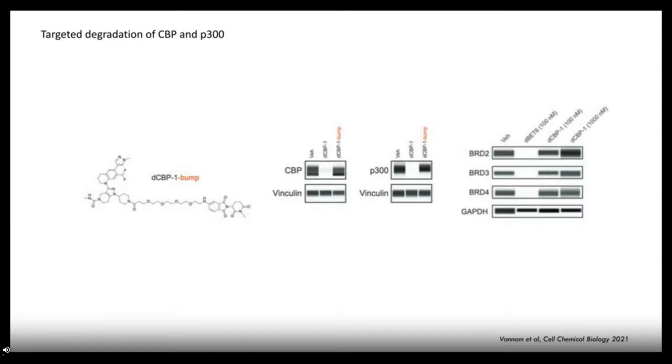And you can see that DCBP1 bump has no degradation activity at all. We also have very selective effect of CBP and P300 over BRD2, BRD3, and BRD4, other bromodomain-containing proteins. So we do not see, while a degrader of these BET proteins, DBET6, is quite active, our DCBP1 compound does not degrade any of these proteins.